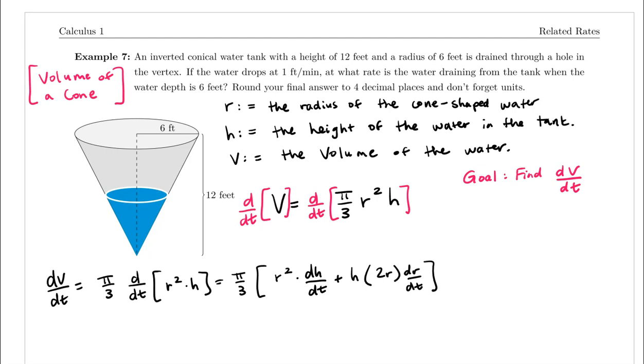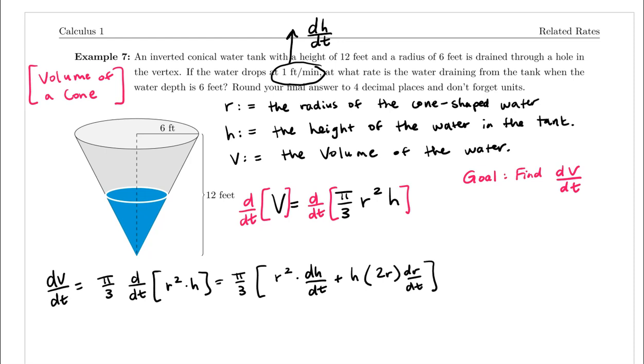The reason that we probably don't want to go about the question this way is based off the given information. It says an inverted conical water tank with a height of 12 feet and a radius of 6 feet. If the water drops at 1 foot per minute, so let's identify what this is. If it's dropping, that means that this is dh dt. But you might notice that nowhere in the question does it tell us dr dt.